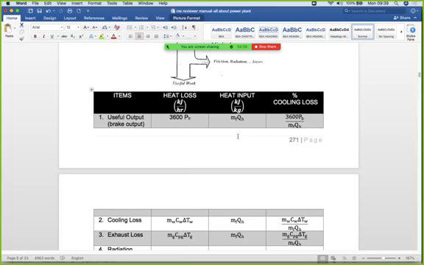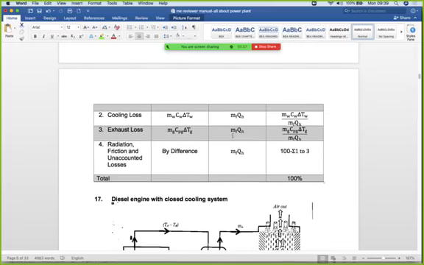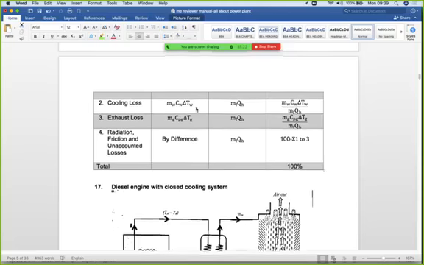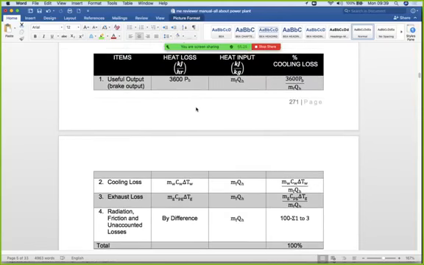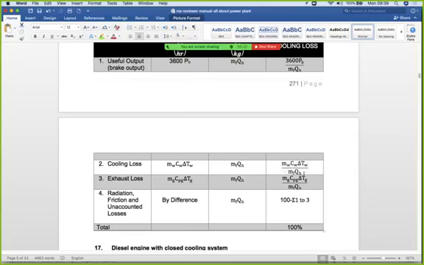Or percent cooling loss is 3,600 brake power over rate of fuel. So we have the common formula for cooling loss: mass of water times specific heat of water times change of temperature, or delta T. That is for the heat loss. And heat input is rate of fuel times heat supplied, whereas the percent cooling loss is this one.